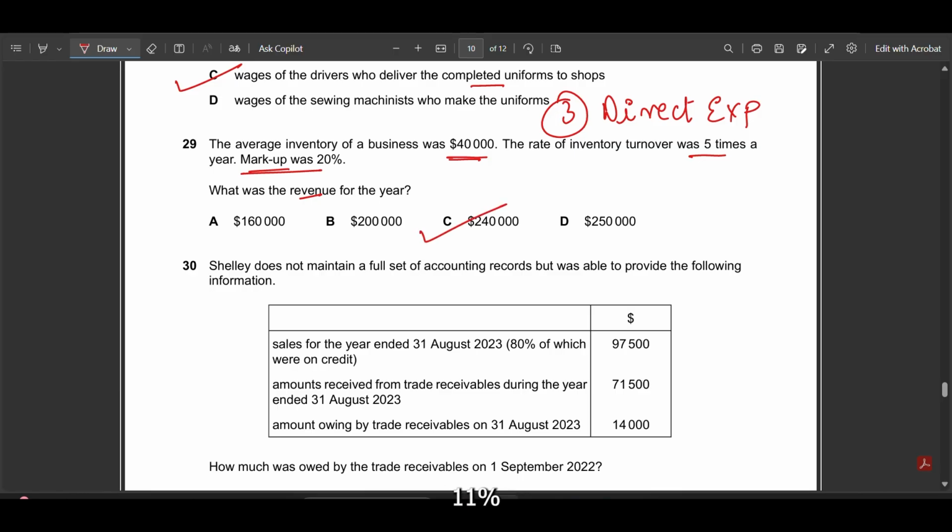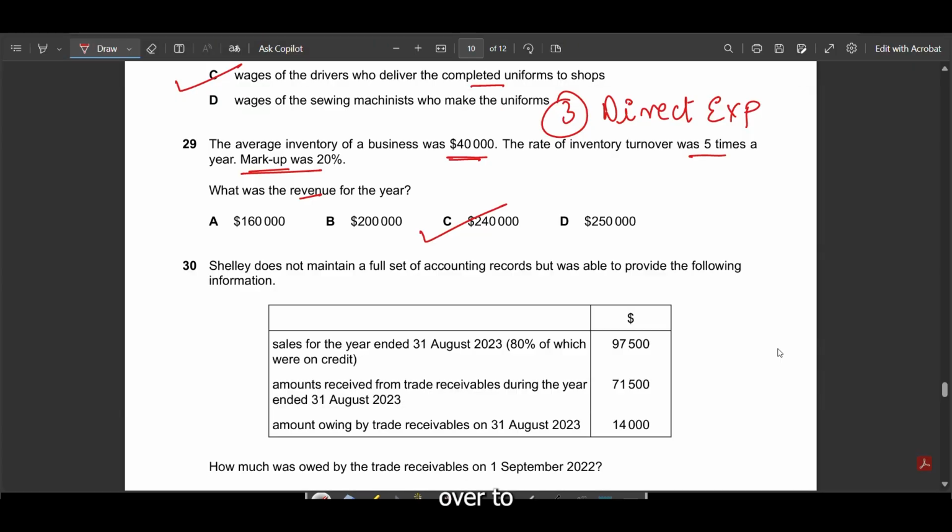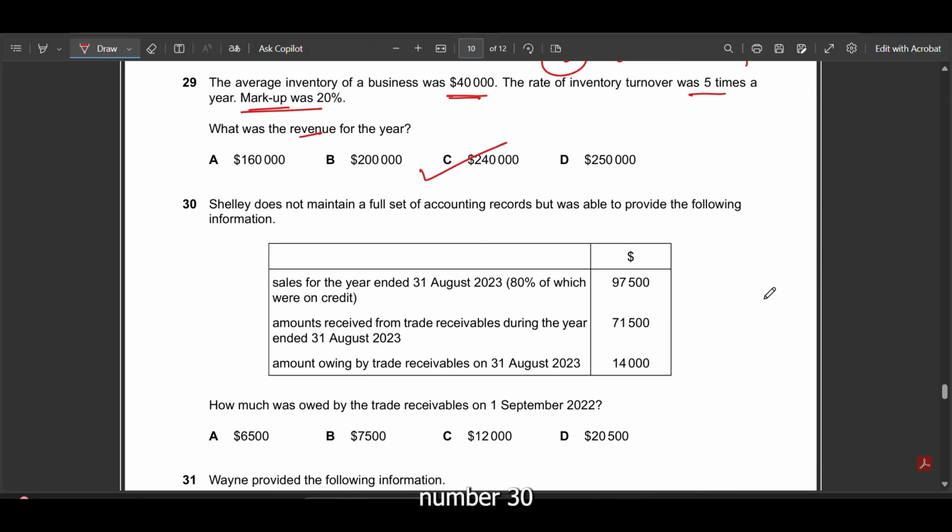I hope, class, you all are understanding, students, how I'm getting 2,40,000. Very important question, markup and margin. It's easy, just understand these three steps. And if they would have asked us to calculate gross profit, it would be 40,000. So remember these things. Moving ahead with the next question, that is question number 30.